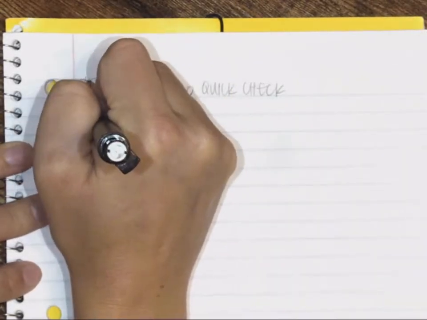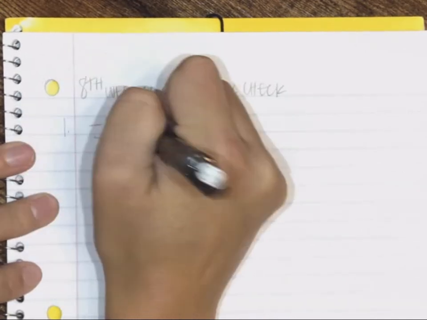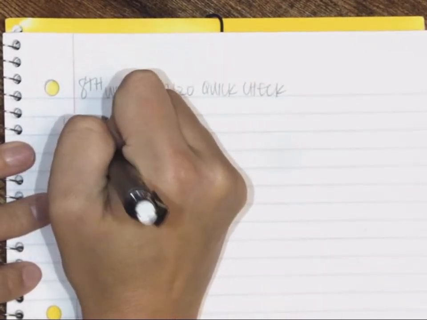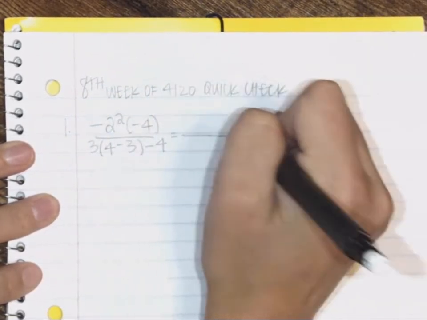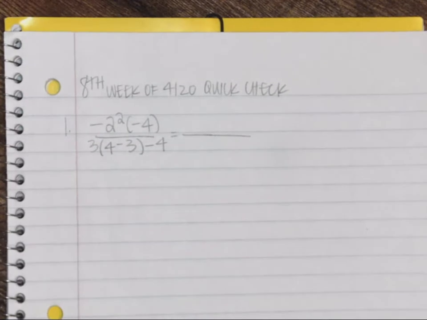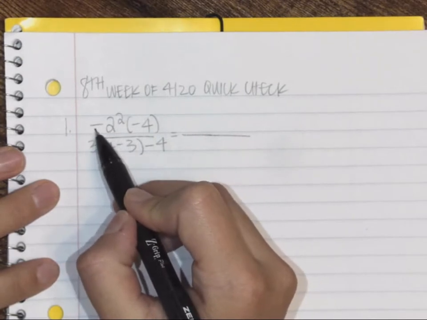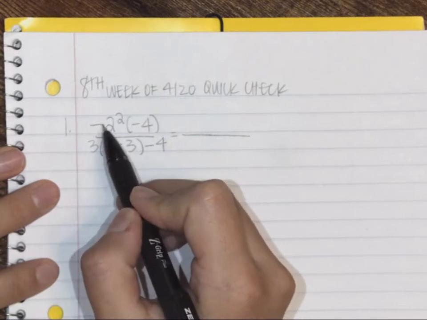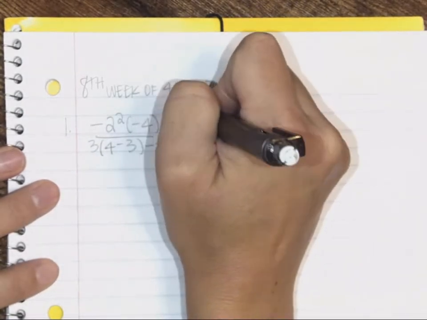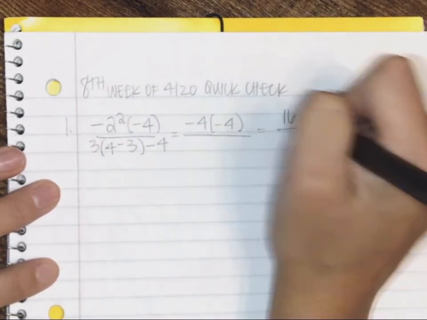So number one, we have the opposite of 2 squared times negative 4 divided by 3 times 4 minus 3 minus 4. So remember, if you're working with a fraction like this, you work in the numerator, then you work in the denominator, and then you simplify at the very end. So in our numerator, we are squaring 2, and then we're multiplying it by negative 1. That's what that says right there. It's the opposite of 2 squared. Well, 2 squared is 4, and the opposite of 4 is a negative 4 times negative 4, which would be 16.